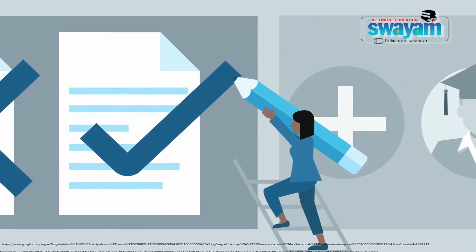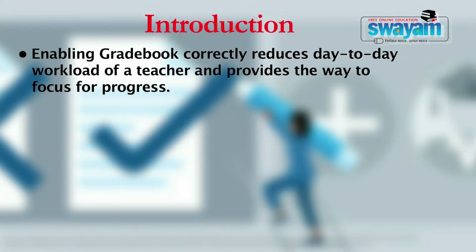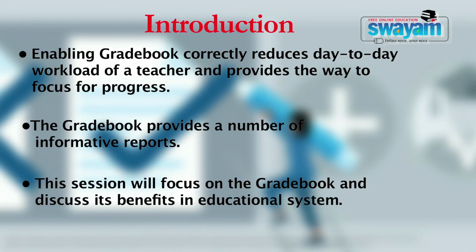Learning and assessment is part and parcel of an educational system. Enabling a Gradebook correctly reduces the day-to-day workload of a teacher and provides a way to focus on progress. Gradebook provides a number of information reports automatically. An automatic, error-free report may be of any form that can give better insight about the progress of the student. This could be in the form of graphs, charts, or periodic alerts or reminders. All these are easily accessible and available at just a click.